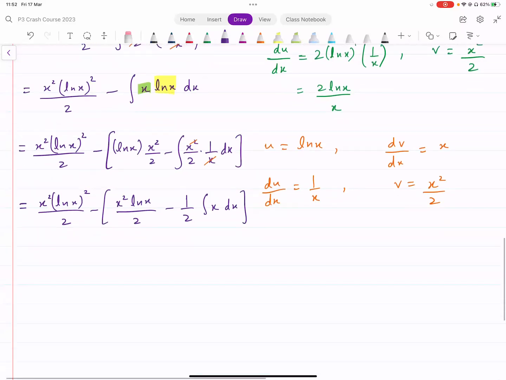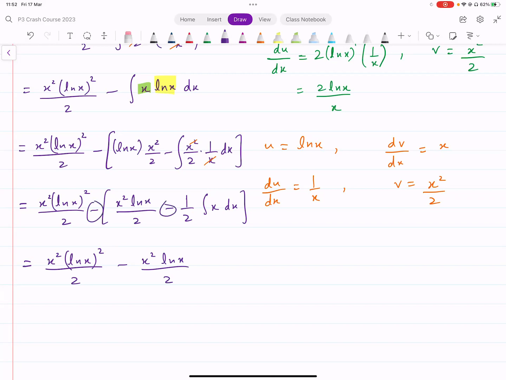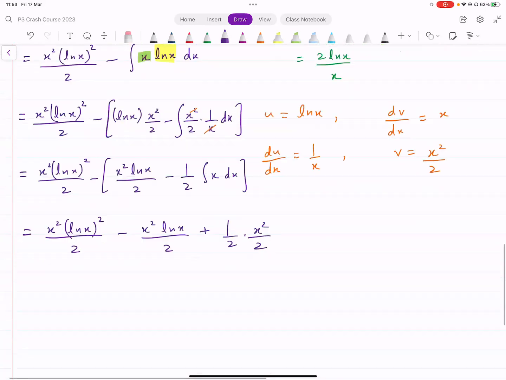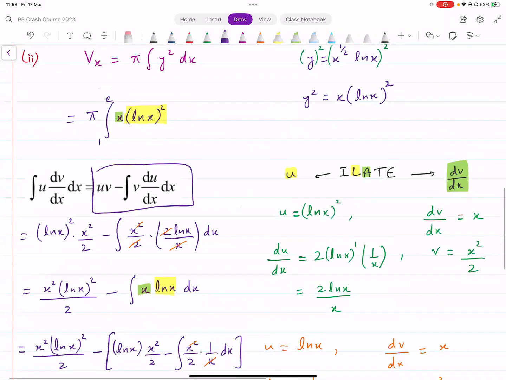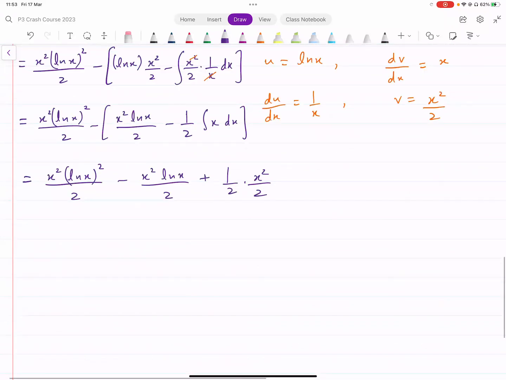Okay, now let's simplify this. It gives us x squared into ln x whole squared divided by 2 minus x squared into ln x over 2 minus minus, this becomes plus 1 over 2 outside. What's the integral of x? Integral of x is x squared over 2. And that's your integration. Now you just need to input the limits from 1 to e in this, and that should give you the result.